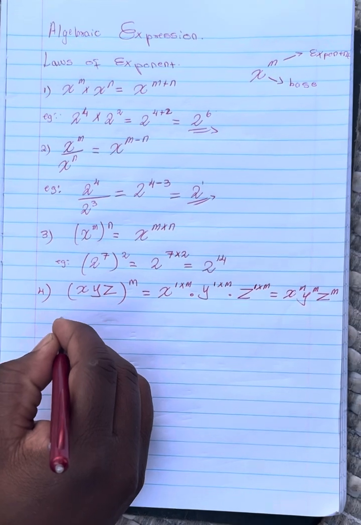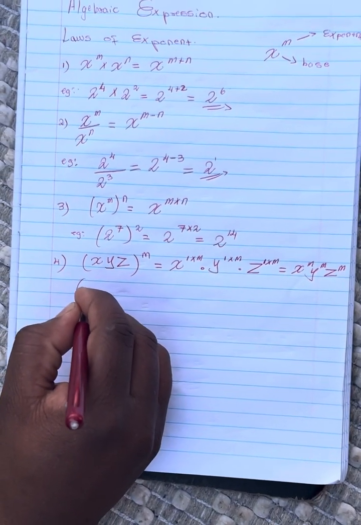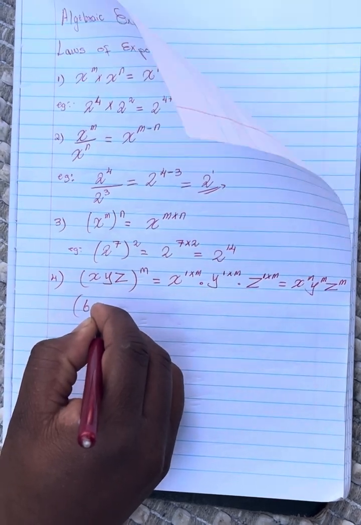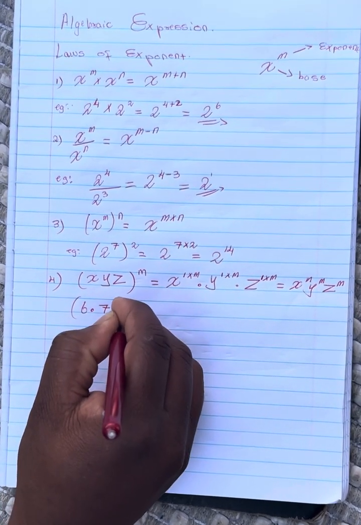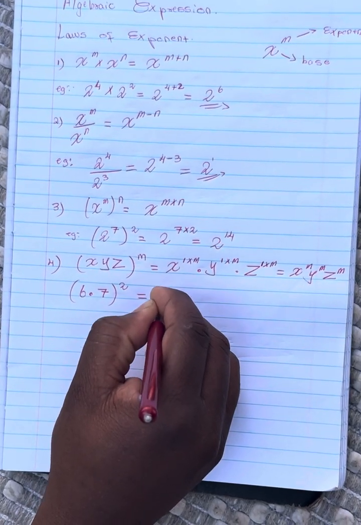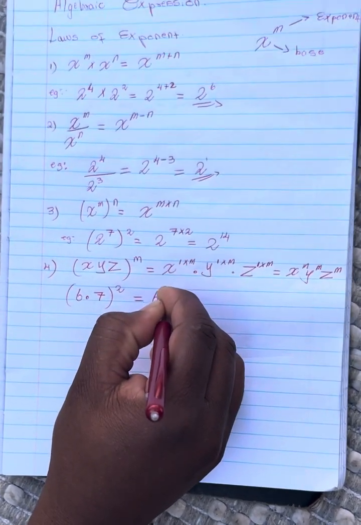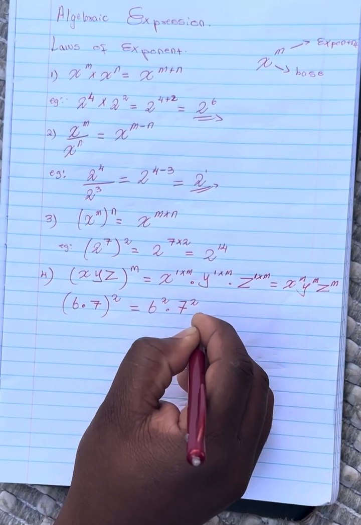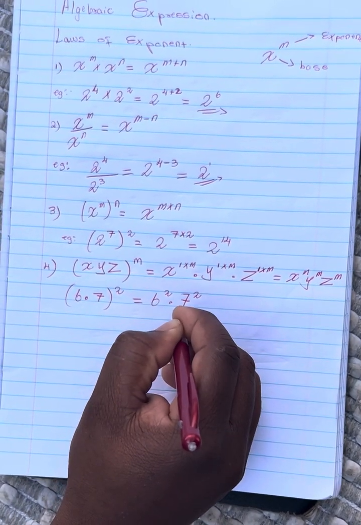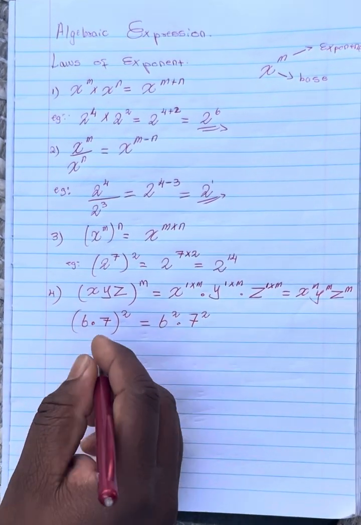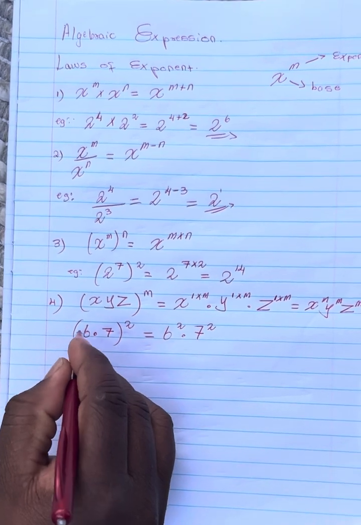An example can be given as, let's say you are given 6 multiplied by 7 all raised to the power of 2. This is the same as what? It will be 6 to the power of 2 multiplied by 7 to the power of 2. After that, you can press this in your calculator and get the numerical value. Meaning, again, let's say now I was given the same example.